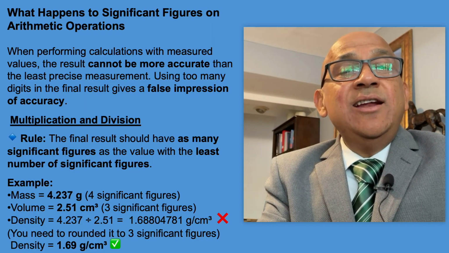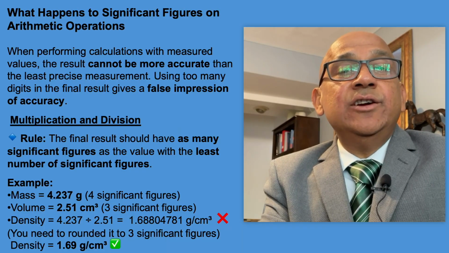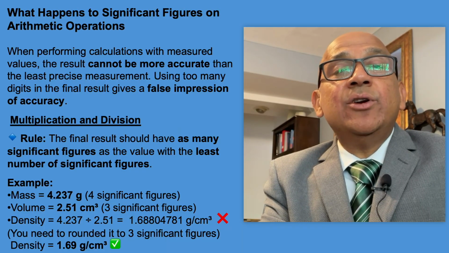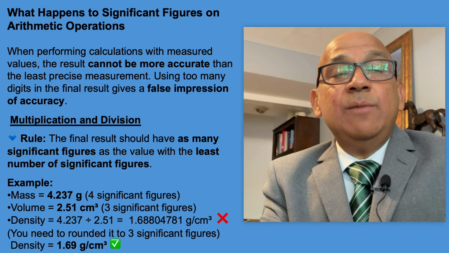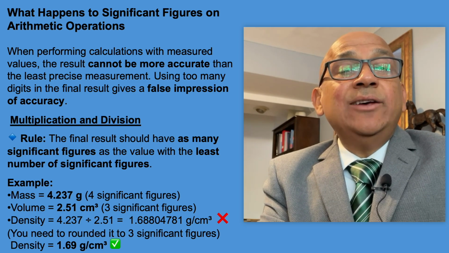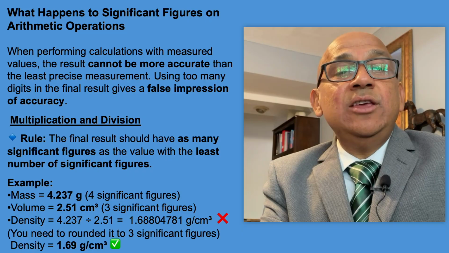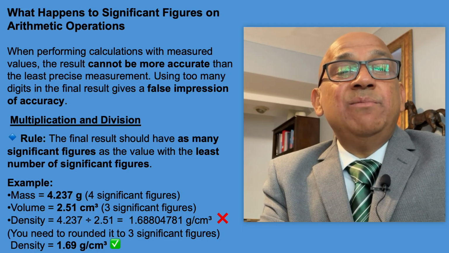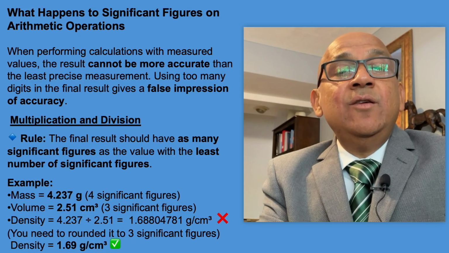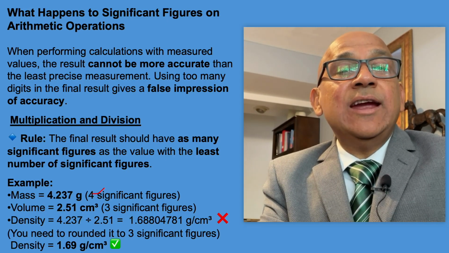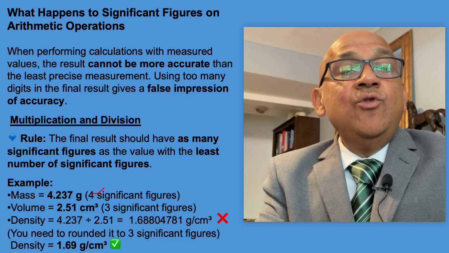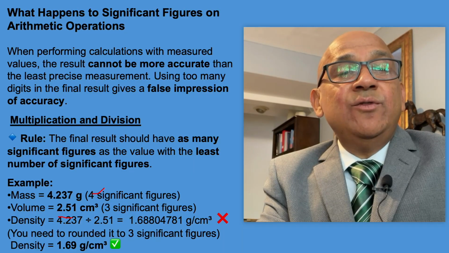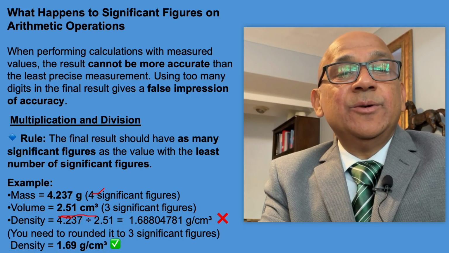The rule is the final result should have as many significant figures as the value with the least number of significant figures. So we will understand this rule with the help of the following example. Suppose the mass of an object is 4.237 grams. As we have already learned how to find significant figures, we can see that it has 4 significant figures: 4, 2, 3 and 7. The volume of the same object is given as 2.51 centimeter cube. It has 3 significant digits: 2, 5 and 1.